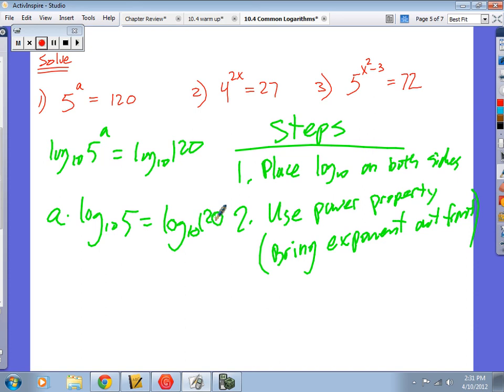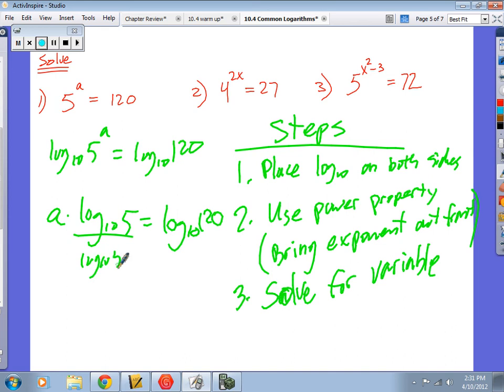Now what's step 3? What are you going to do next? Solve for a. Get a out by itself. Solve for the variable. So 3 steps. That's it. You're going to get the variable out by itself. So it's a times the log in base 10 of 5. Divide by log in base 10 of 5.